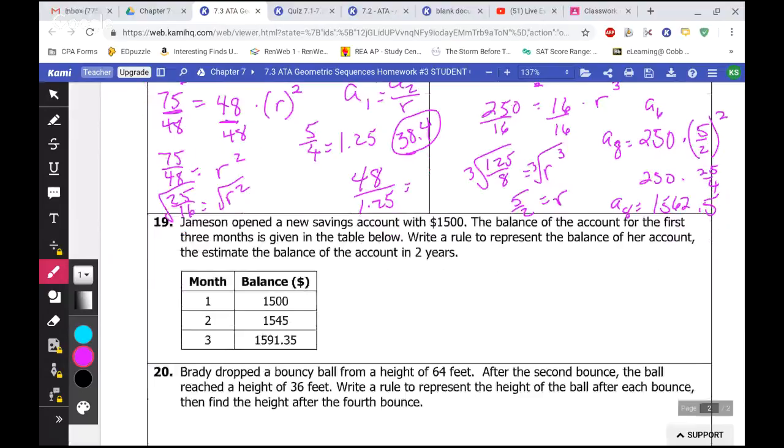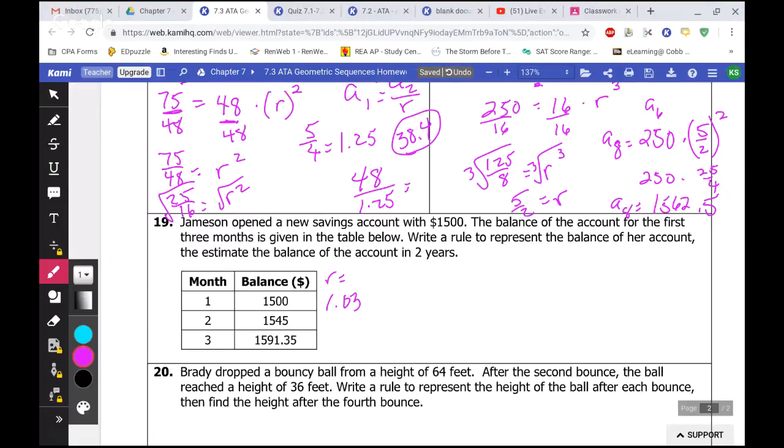Jameson opened a new savings account with $1,500. The balance of the account for the first 3 months is given in the table below. Write a rule to represent the balance of her account, and then estimate the balance of the account in 2 years. Well, first of all, you need to find out wherever she's banking, because this is an awesome rate. Because if you take 1545 divided by 1500, that's 1.03. That's the common ratio.